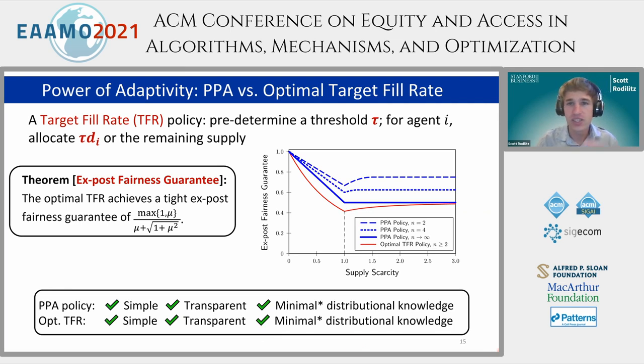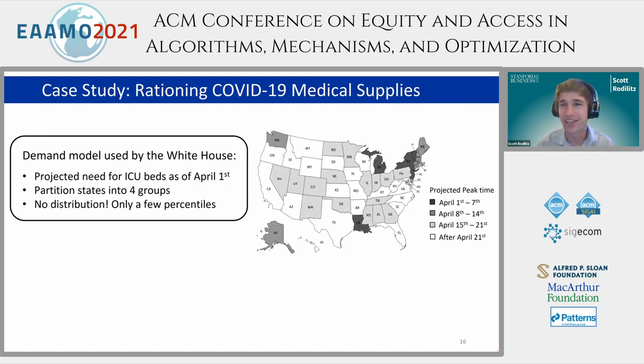All right, so with this all in mind, I want to take us back to this motivating case study of COVID-19, back to the topic of this session. And so we've built a case study using a demand model that was in place and was studied by the White House in April 2020. So we looked at projected need for ICU beds as a proxy for just overall demand for medical supplies. We partitioned states into 4 groups to make this setting pretty simple.